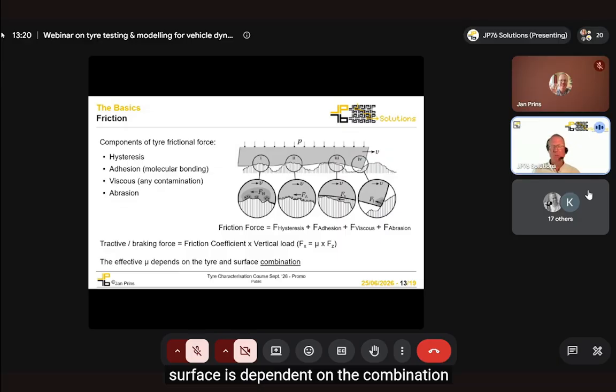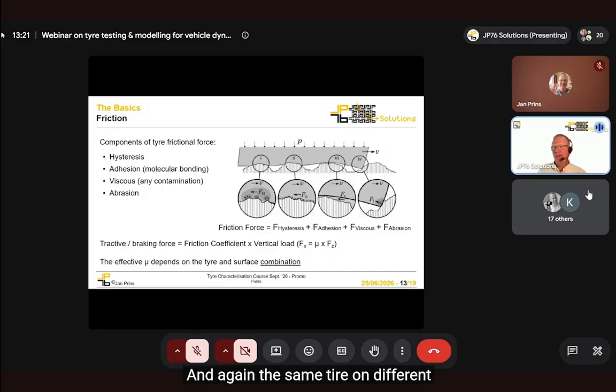But the mu, the friction coefficient that you get from a tire and a road surface, is dependent on the combination of the two. There is not one level of friction for a particular road, or one level of friction for a particular tire. It's all about the combination. Two different tires on the same surface will likely give you different mu, and again the same tire on different surfaces will give you different mu. That's quite important to bear in mind.